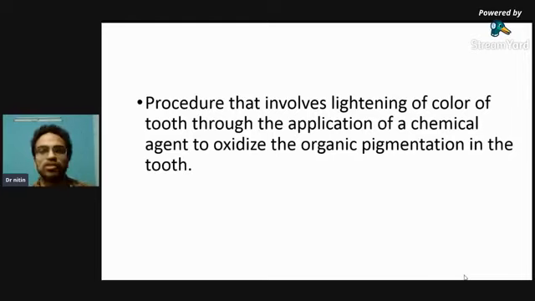So guys, basically it's a procedure that involves lightening of color. The main indications of bleaching, obviously, are when the teeth are darker or there's staining, intrinsic or extrinsic, and we want the tooth to appear whiter or brighter. It's a procedure that involves lightening the color of the tooth through the application of a chemical agent to oxidize the organic pigments in the tooth.